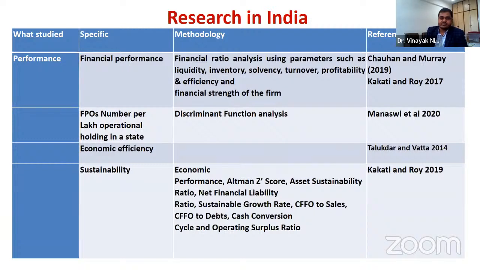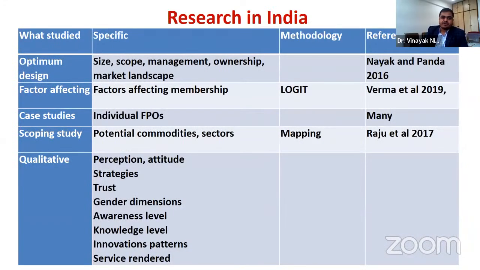Financial performance particularly they have studied through secondary data available from the Ministry of Corporate Affairs and others, and data taken from NABARD. Their financial ratios, liquidity, inventory, solvency, turnover, profitability, efficiency, aspects like that in financial performance. Particularly Chavan, Murray and Kakati have studied this. For FPO number per lakh operational holdings, Manasvi and others, based on the FPO number per lakh operational holdings in a state, categorized the states into two, high and low, I think. And based on discriminant function analysis, they identified the characteristics of states where more FPOs are there. Then there are certain economic efficiency and sustainability aspects, particularly financial or economic sustainability, which they have studied in performance.